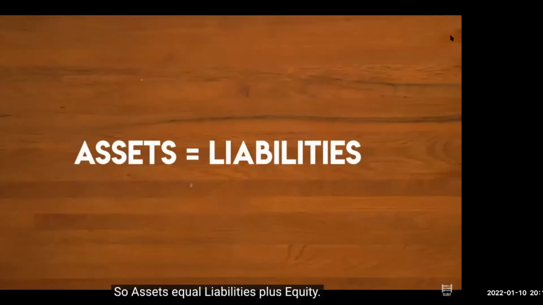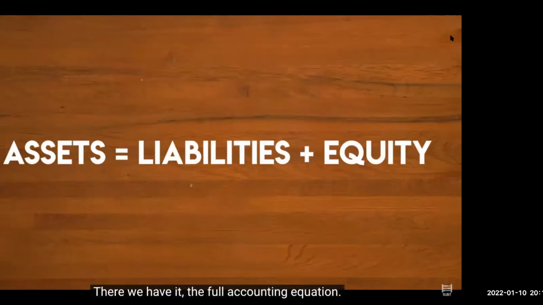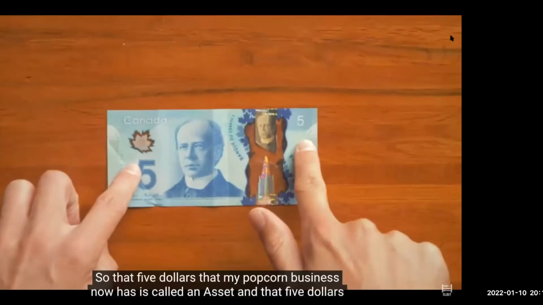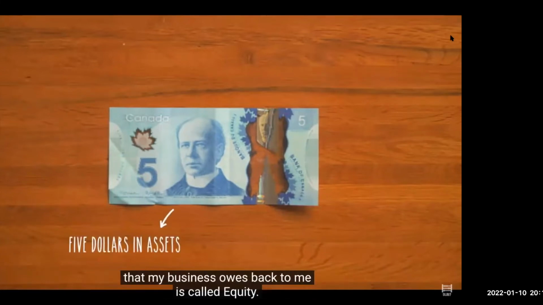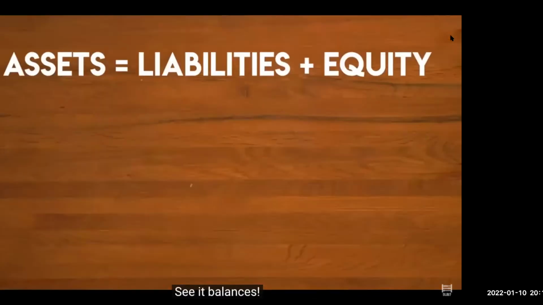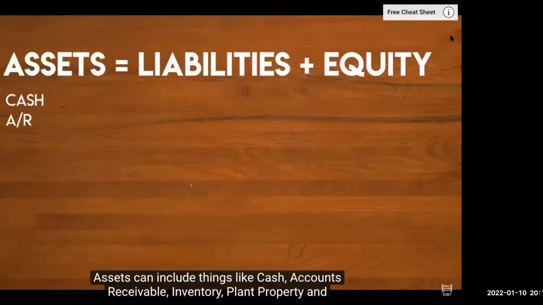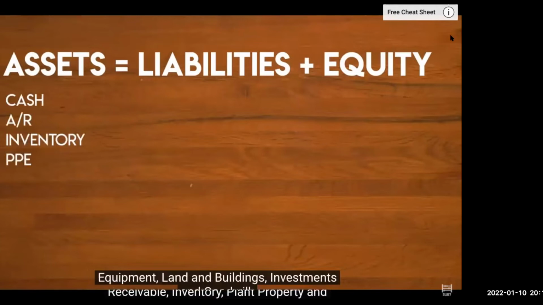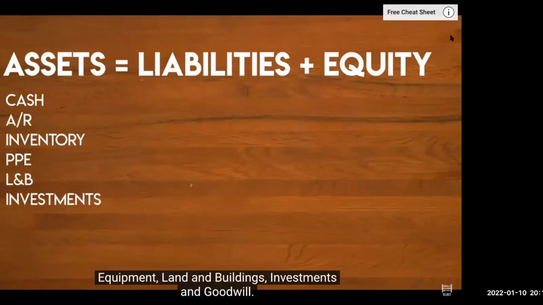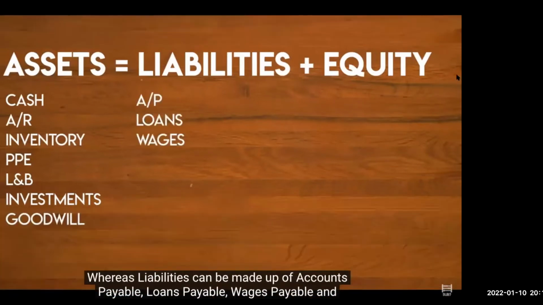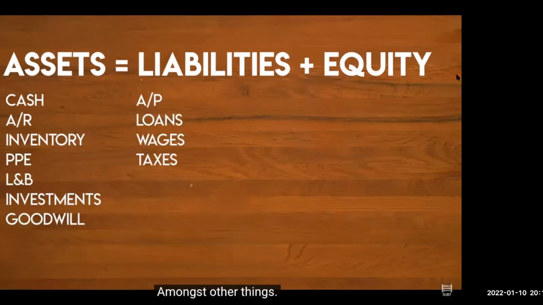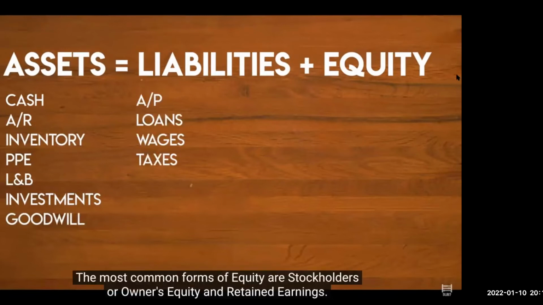So assets equal liabilities plus equity. There we have it, the full accounting equation. Simple, hey? So that $5 that my popcorn business now has is called an asset. And that $5 that my business owes back to me is called equity. See, it balances. Assets can include things like cash, accounts receivable, inventory, plant, property and equipment, land and buildings, investments and goodwill. Whereas liabilities can be made up of accounts payable, loans payable, wages payable and taxes payable, amongst other things. The most common forms of equity are stockholders or owner's equity and retained earnings.